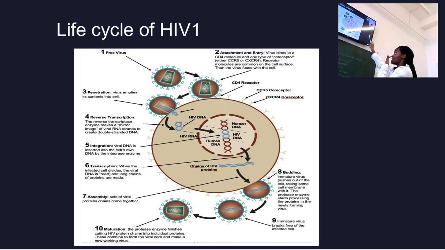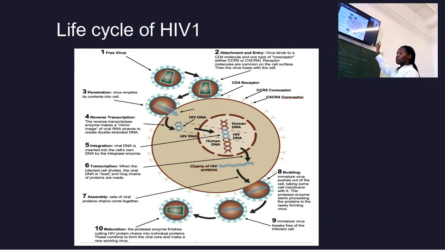We mentioned them before. In this case, let's say it's CD4 T helpers. Now the virus attaches and binds to the CD4 molecules, and one type of receptor we've already mentioned is the CCR5. The receptor molecules then fuse with the virus. After that, the virus produces some chemicals that don't melt the cell membrane, but allow it to diffuse into the cell membrane. So the virus then empties into the cell.